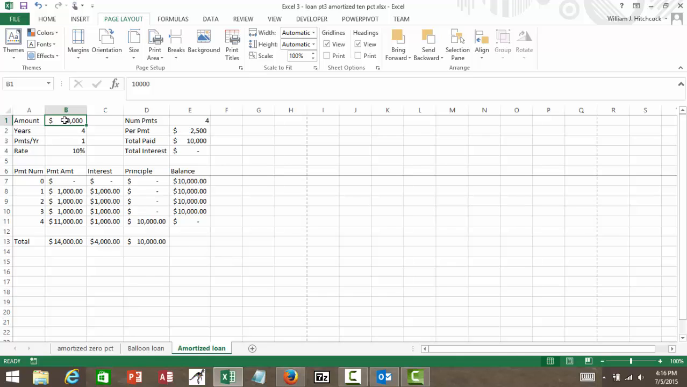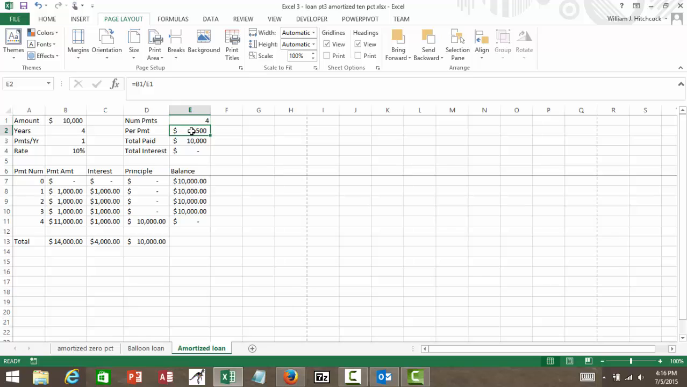The inputs would be similar to what we did in the past. We'd have, say, a $10,000 loan, 4 years, 1 annual payment, and we'll make it 10%. The number of payments is again a formula. It equals B2 times B3, in other words, the years times the payments per year.